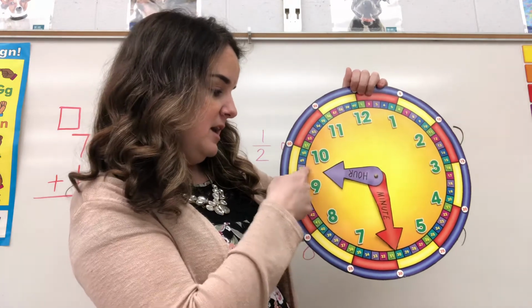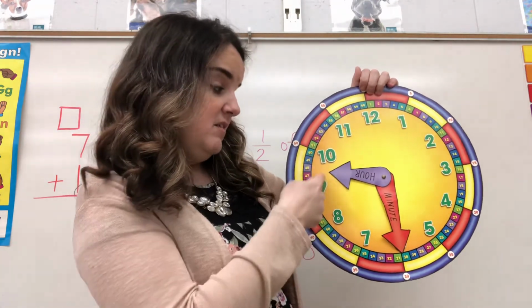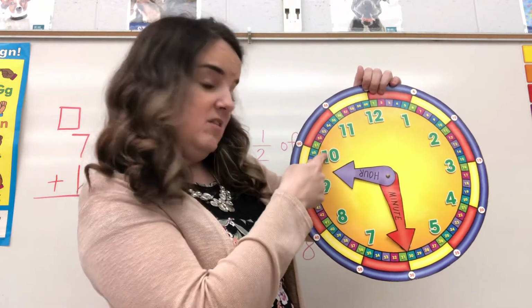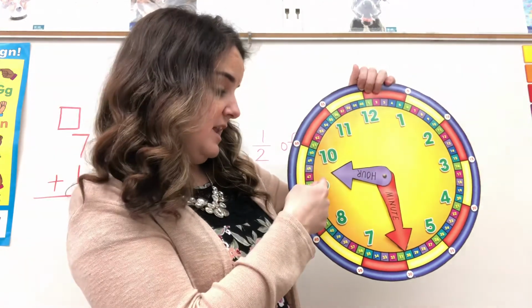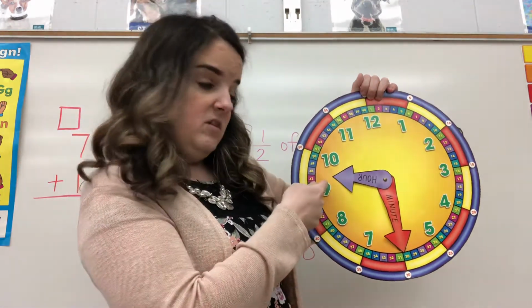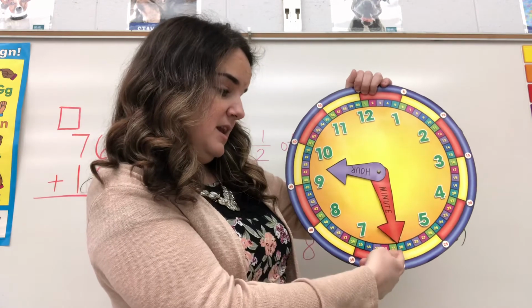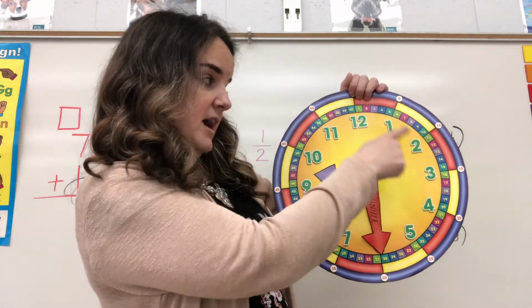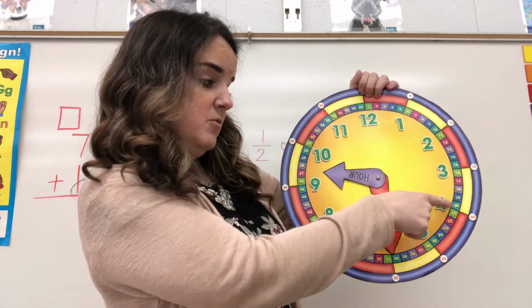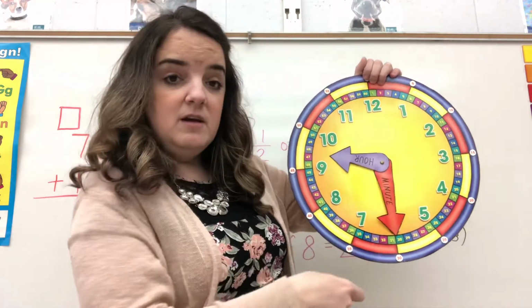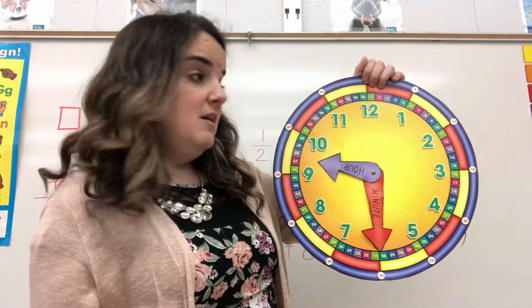So we look at the hour hand first, and then we go to the minute hand. So the hour hand is between the 9 and the 10. So that means since it's not to the 10 yet, it's only 9. So the hour is 9. Then we go look at the minute hand, and we count by 5s. 5, 10, 15, 20, 25, 30. So our time is 9:30.